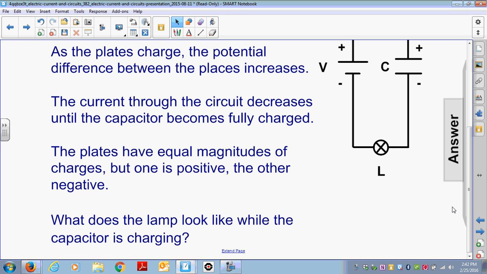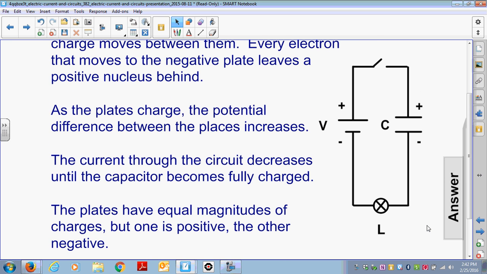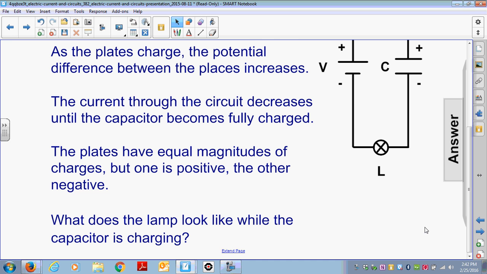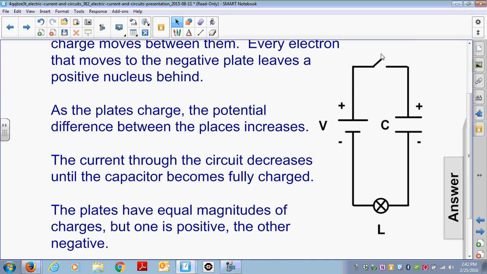The plates have equal amounts of charge, but one is going to be positively charged and the other will be negatively charged. Looking at the diagram here, if we were to actually have the capacitor charge by closing this switch, what happens to the brightness of the bulb? Go ahead and pause the video and write your answer down.